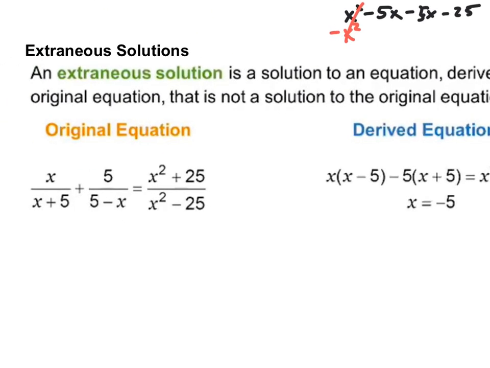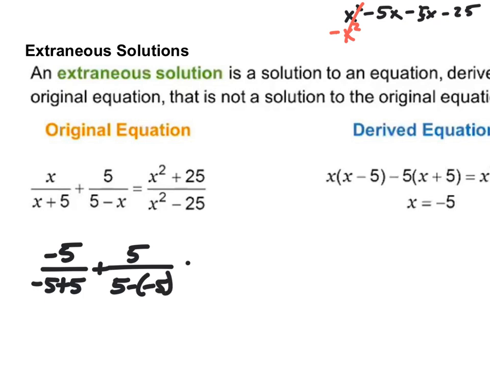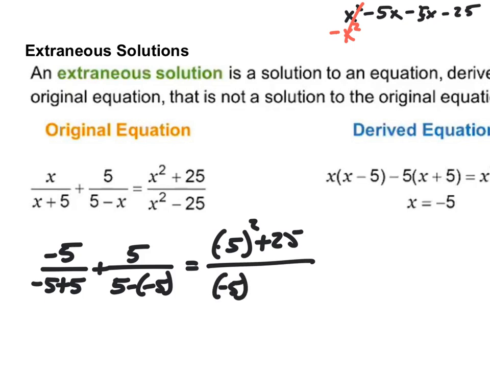The problem is if you take this and plug it into your original equation, and let's just do that. Let's just plug it in: negative 5 over negative 5 plus 5, plus 5 over 5 minus negative 5, is equal to negative 5 squared plus 25 over negative 5 squared minus 25.